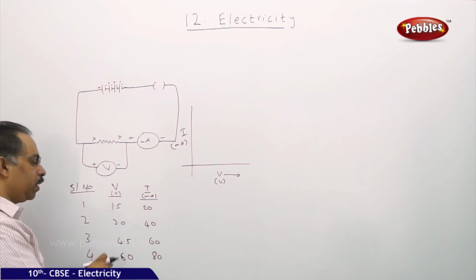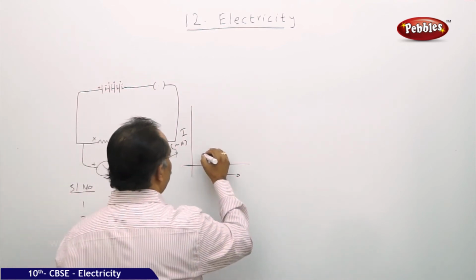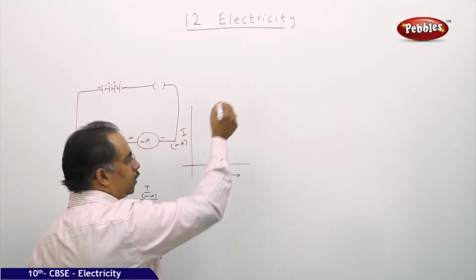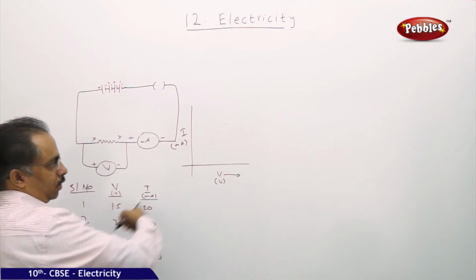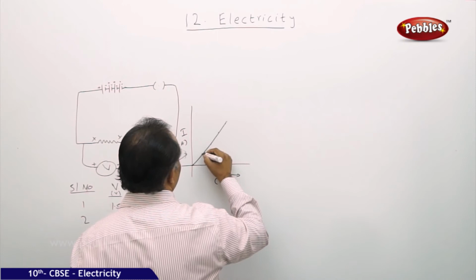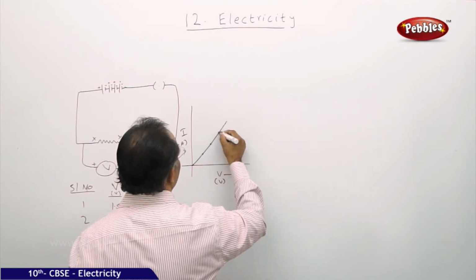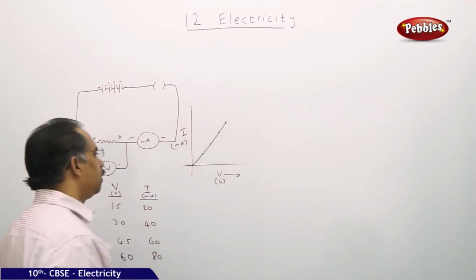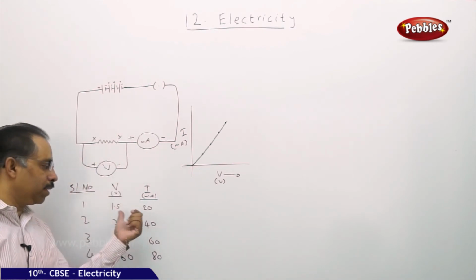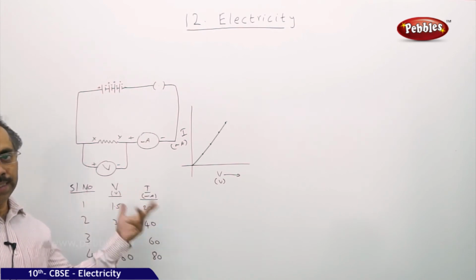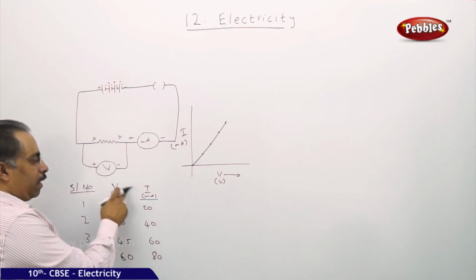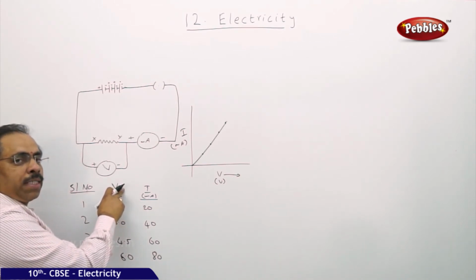When I try to plot all these points, the points are like this. When I draw a straight line, I will get a straight line passing through the origin. So this is one point, second point, third point, fourth point, like this. What does this mean actually? That means whenever I increase the potential difference, the electric current is increasing. So I will say that electric current is directly proportional to the potential difference.